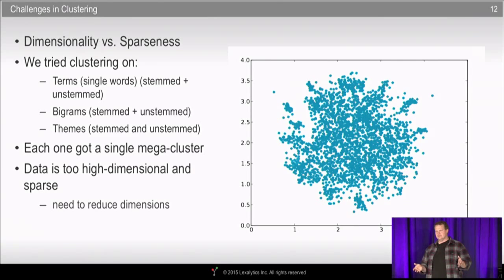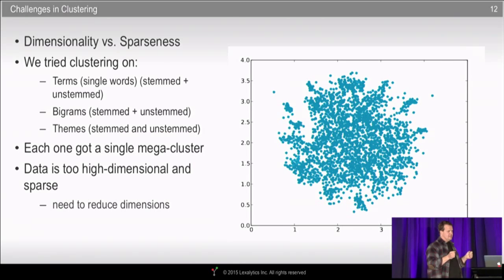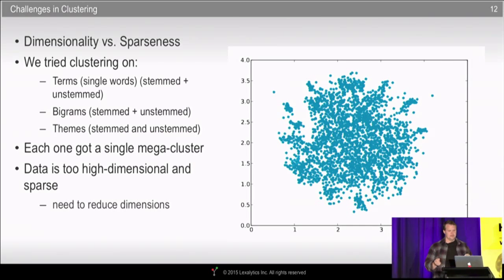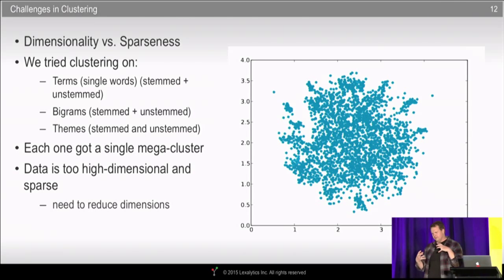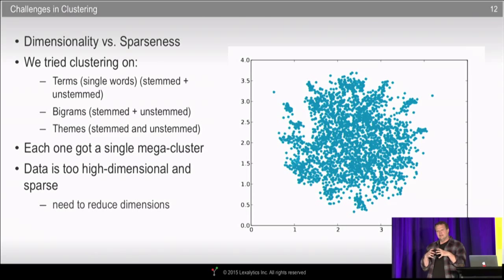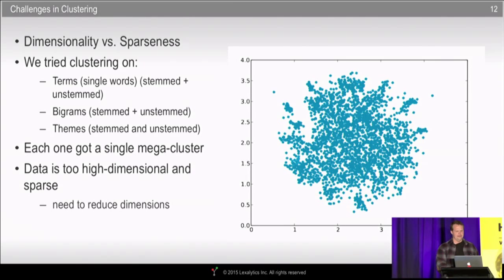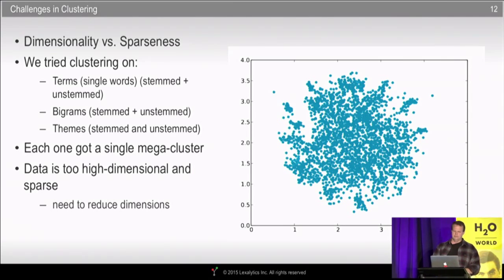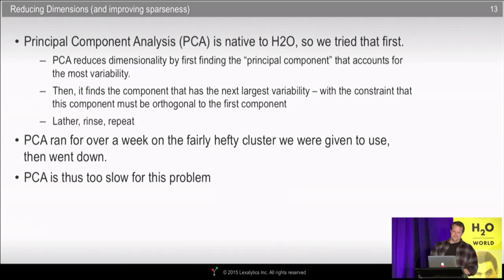Every one of these got a single mega cluster. So that's not good. That means that the data is too high dimensional and sparse. There was no way for the K-means algorithm to really grab onto anything in order to try and find the similarities necessary to put things into the clusters. So that was failure number 1, 2, 3, and 4.